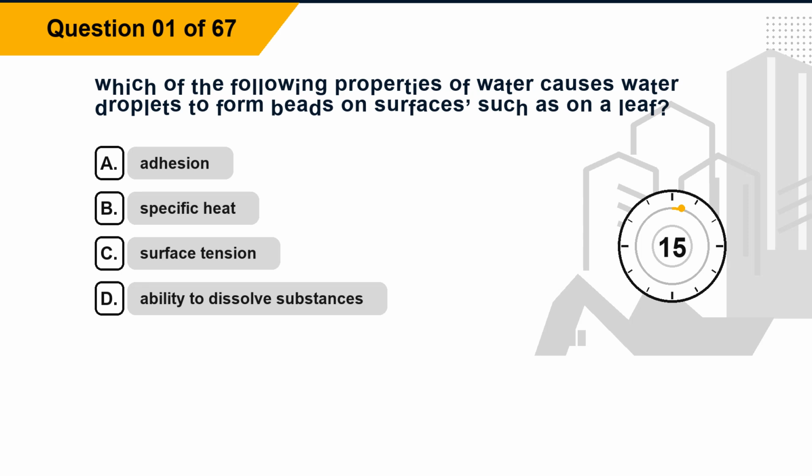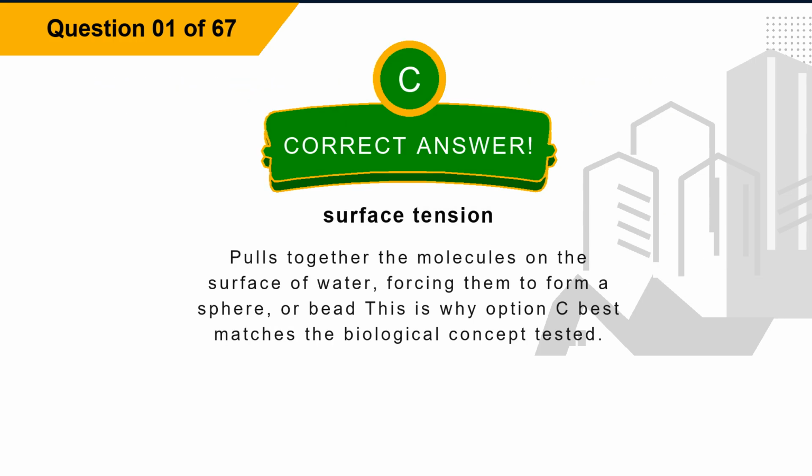Question 1. Which of the following properties of water causes water droplets to form beads on surfaces, such as on a leaf? Option A, adhesion. Option B, specific heat. Option C, surface tension. Option D, ability to dissolve substances. The correct answer is option C, surface tension. Explanation: Surface tension pulls together the molecules on the surface of water, forcing them to form a sphere, or bead. This is why option C best matches the biological concept tested.